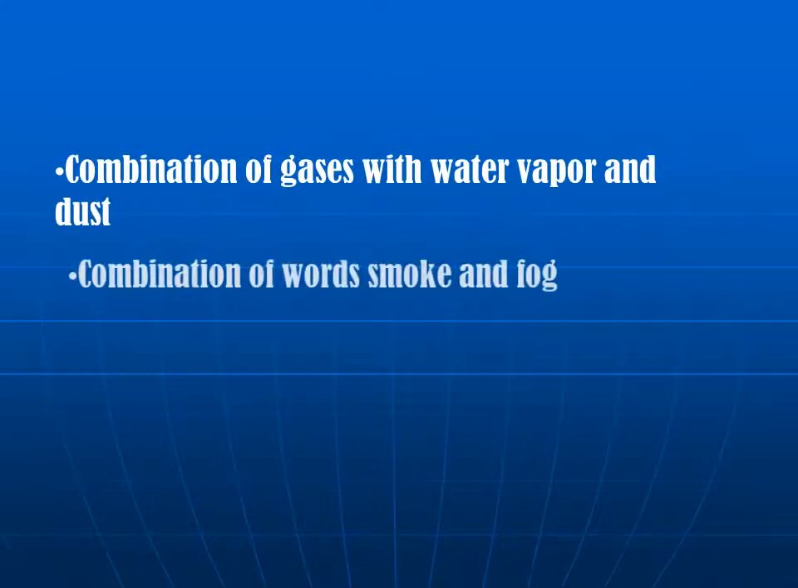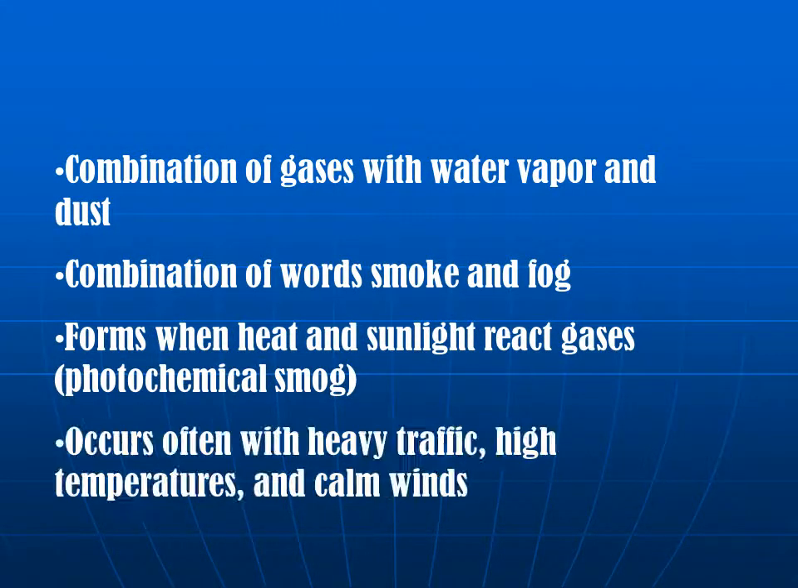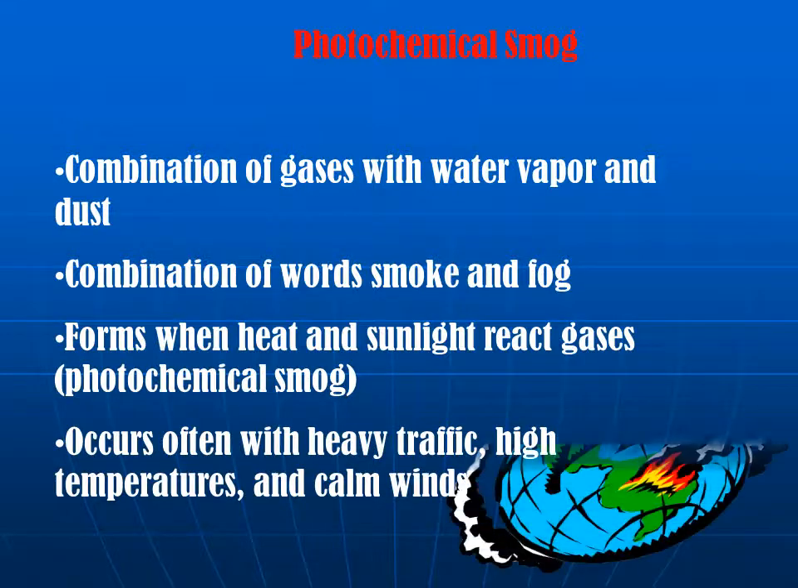Now, let's see what is photochemical smog. It is a combination of gases with water vapor and dust. It is a combination of the words smoke and fog, that is smoke plus fog gives smog. It forms when heat and sunlight react with gases. It occurs often with heavy traffic, high temperatures and calm winds.